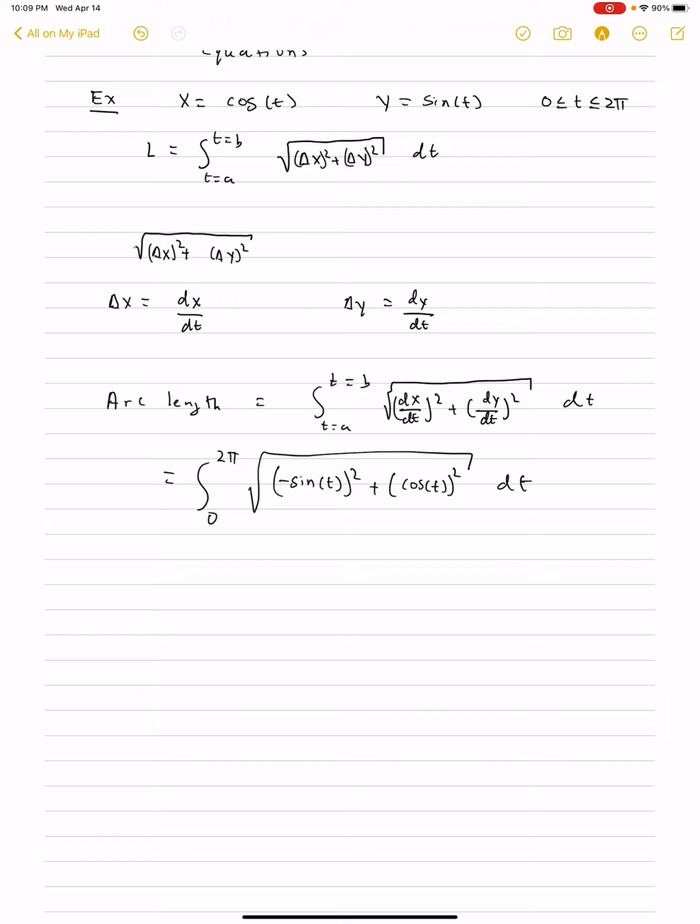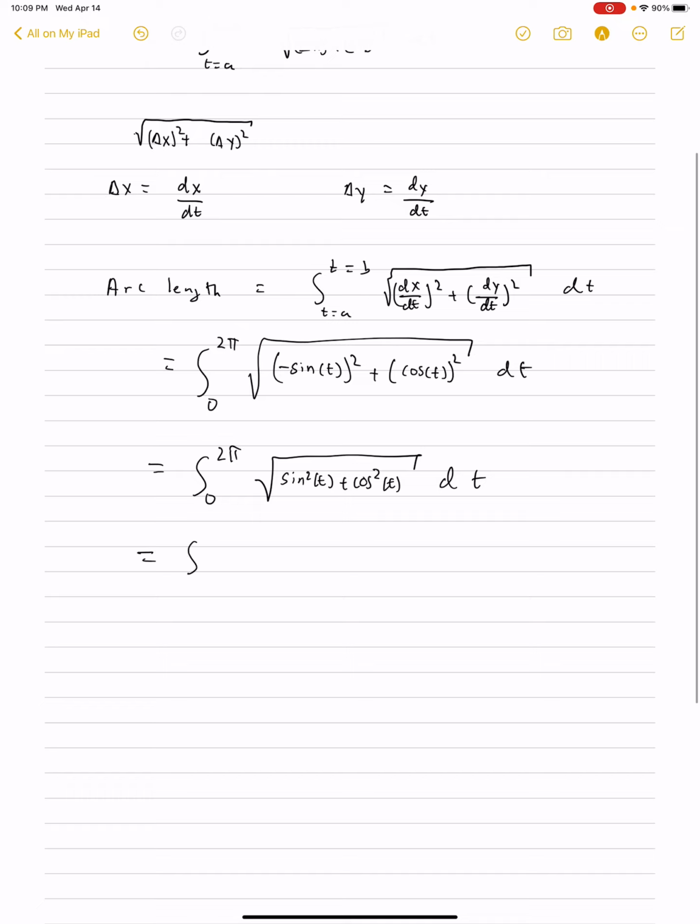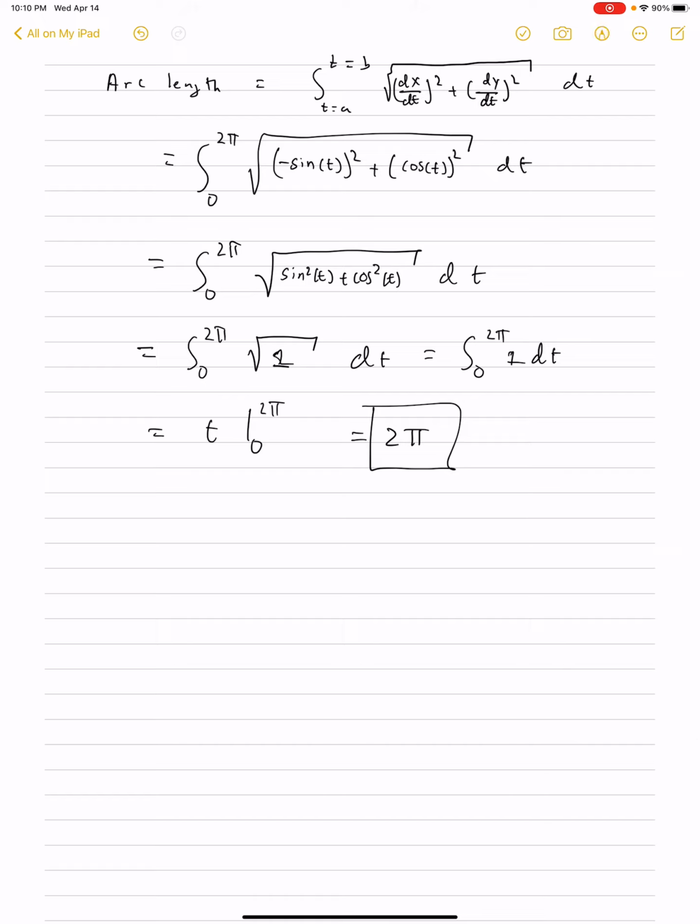Then we'll have dt. Hey, look, I'm integrating the square root of sine squared plus cosine squared of t. That's an identity. That's always 1. So this is the integral from 0 to 2 pi of the square root of 1 dt, which is the integral from 0 to 2 pi of 1 dt. So this will be t evaluated at 0 and 2 pi, and I'm going to get 2 pi. Hey, that's the circumference of a circle.